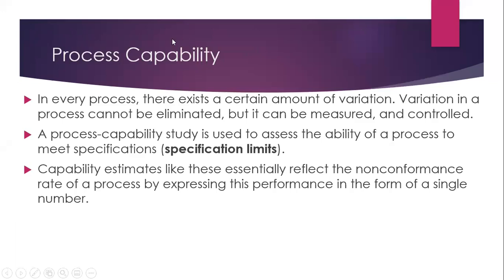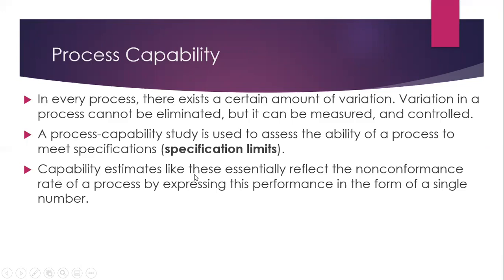Now I'll talk about process capability. In every process, there exists a certain amount of variation, and variation in a process cannot be eliminated, but it can be measured and controlled. A process capability study is used to assess the ability of a process to meet specifications. So we need specification limits, and they are usually identified by customer surveys, the requirements of customers.